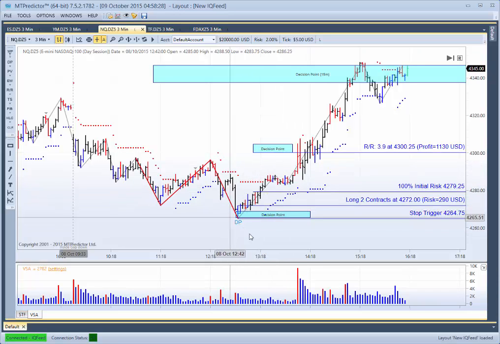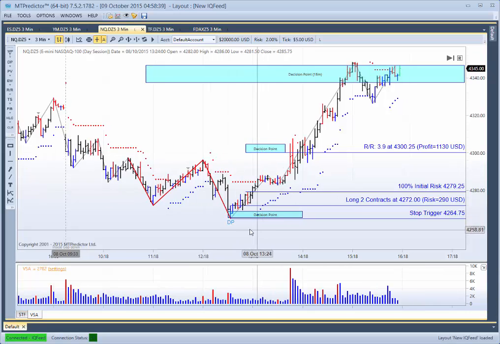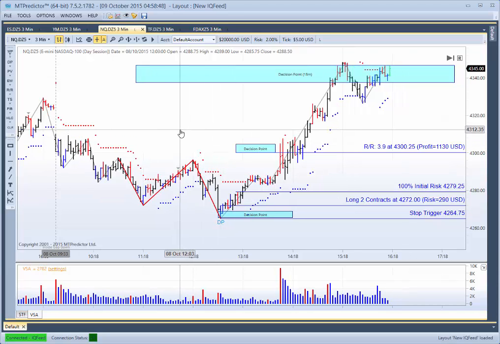And it's always better getting on the back or riding the coattails of the professionals and going with the professional money. So along with the MTPredictor Holy Grail trade setup, the VSA trade setup is my favorite trade setup because it allows you to trade in the direction of the professional money. And what a great place to look to take a trade off pretty much the very low of the day there. So a great example showing MTPredictor's VSA, that's volume spike analysis, trade setup in action yesterday on the 3-minute NQ.